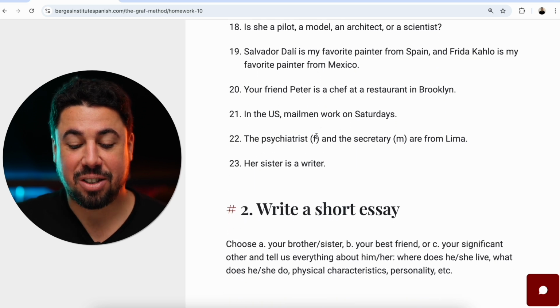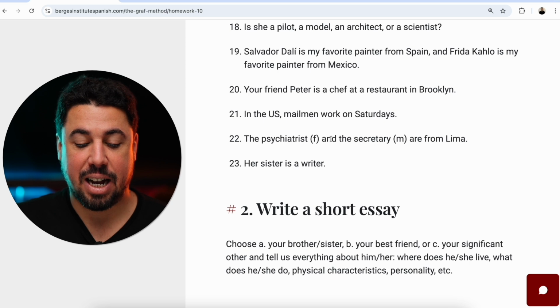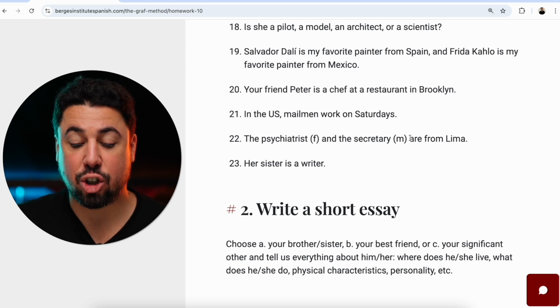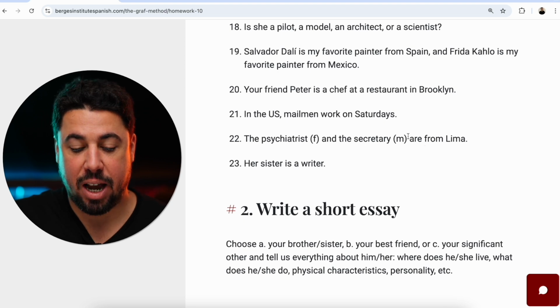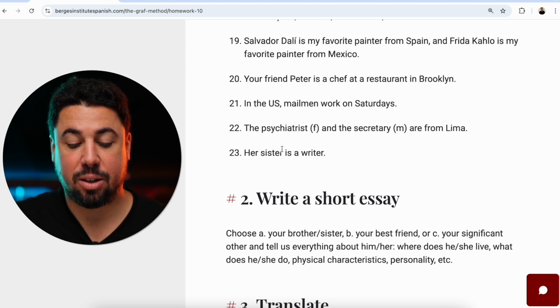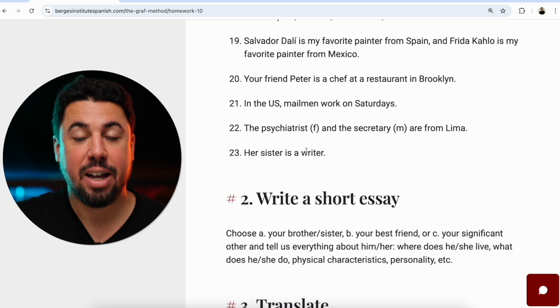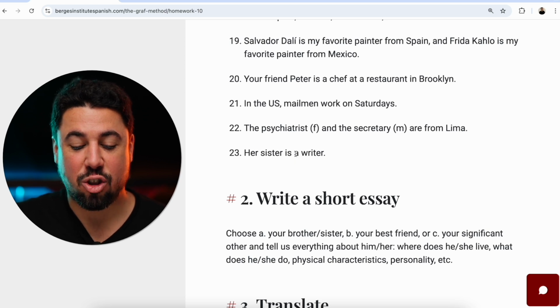The psychiatrist and the secretary are from Lima. La psiquiatra y el secretario son de Lima. Being from a place, we use ser for that. And then her sister is a writer. Su hermana es escritora.